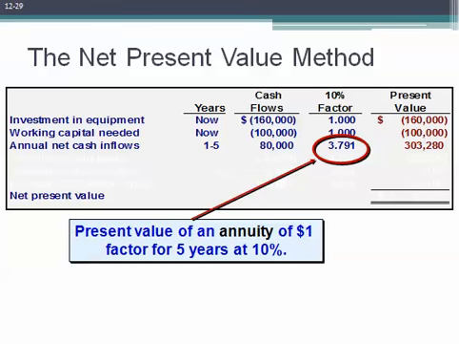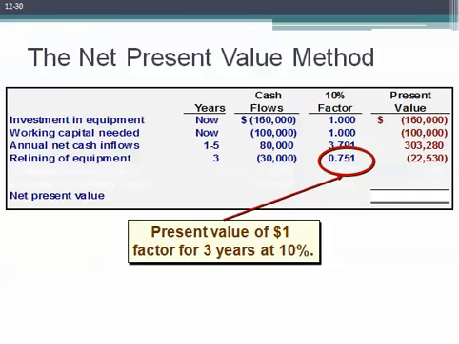That was $80,000 a year. We need to look up the present value of an annuity factor for $1 for 5 years at 10% interest. And if we look that up in the table, we find that that factor is 3.791. So we multiply the 3.791 by our $80,000 a year cash flow, and we find that annuity has a present value of $303,280.